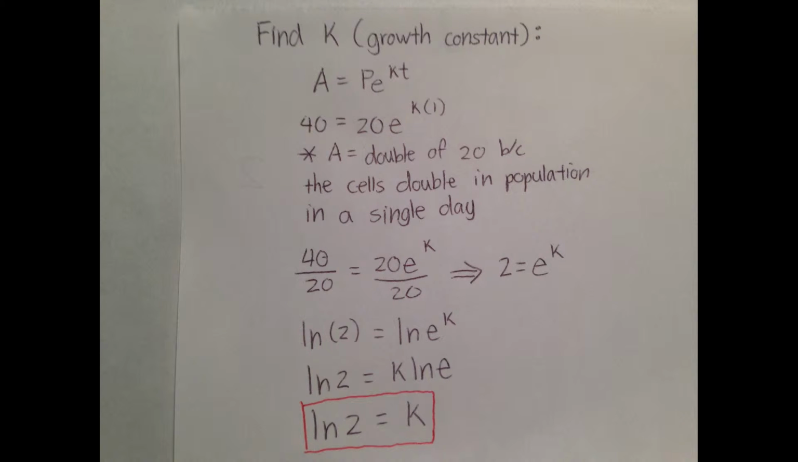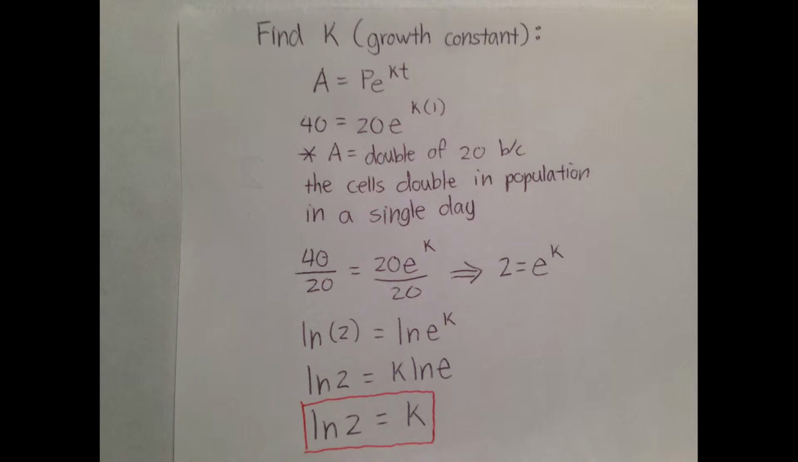To do this, we use the formula A equals Pe to the kt power. Now, A is equal to double of 20 because the cells double in population in a single day. So, we have 40 equal to 20e to the k power. Now, divide both sides by 20, and we end up with 2 is equal to e to the k power. We take the natural log of both sides, and we end up with natural log 2 is equal to natural log e to the k power.